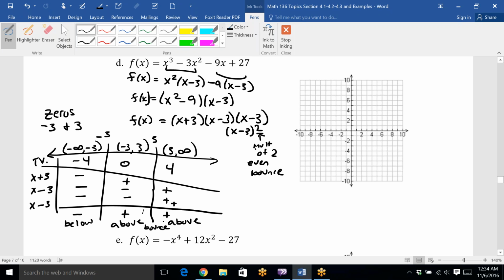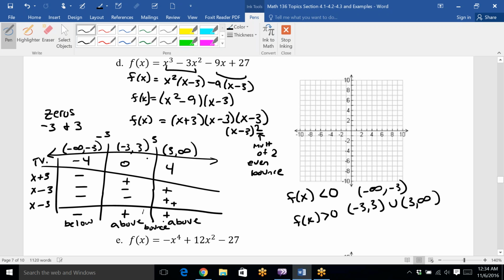Okay, let's go ahead and write our intervals. F of x is less than 0 from negative infinity to negative 3. F of x is greater than 0 from negative 3 to 3, union with 3 to infinity. We don't use brackets, remember, because if you use a bracket, you're saying equal to 0, and we're not saying that. We're saying anything either above or below. So negative 3, positive 3, we are down on the left.